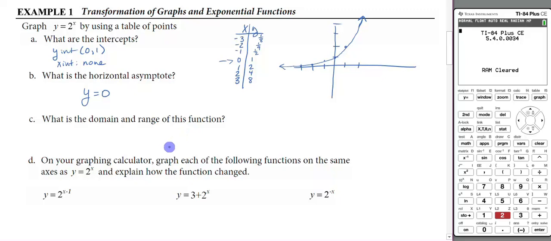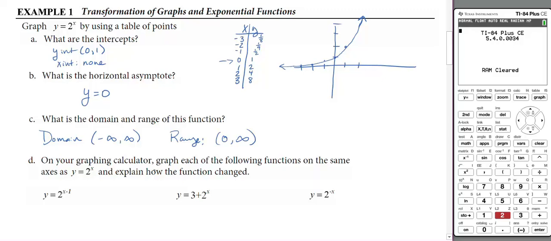What is the domain and range of this function? We've already talked about the domain. We said that x could be any exponent. So the domain is going to be from negative infinity to positive infinity. For the range, we have a variety of outputs, but they'll always be greater than 0. We get infinitely close to 0, but we never really touch it. So we're going to put a parenthesis on that.